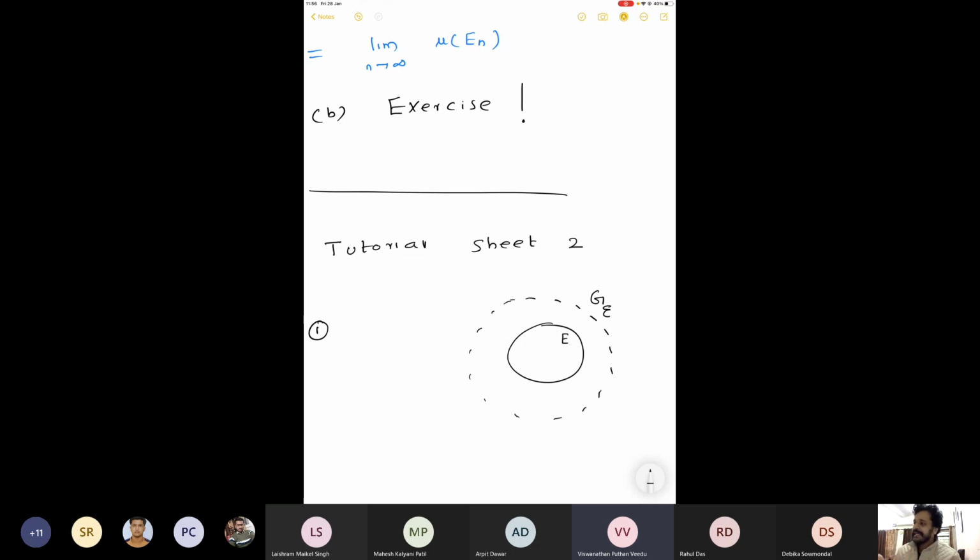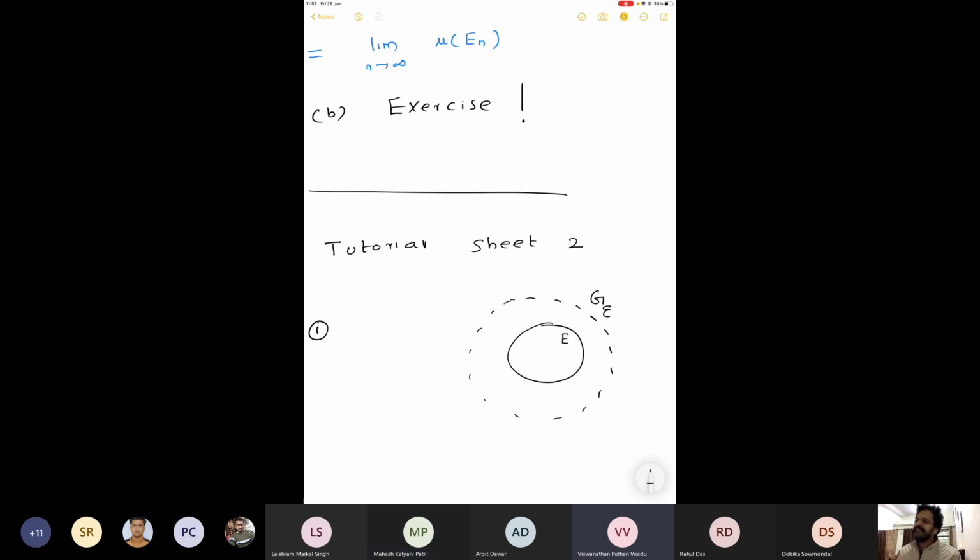Yes, sir. Let me repeat. Given any set, I can find an open set larger than that, such that the difference of the measure of the open set and the measure of the given set is any arbitrary pre-assigned quantity epsilon. Epsilon can be made small. That means this open set will approximate the given set in the measure sense, in the outer measure sense. Meaning, the difference between the outer measure of the open set and the outer measure of the given set can be made less than any small amount epsilon. Did you get it? Yes, sir.